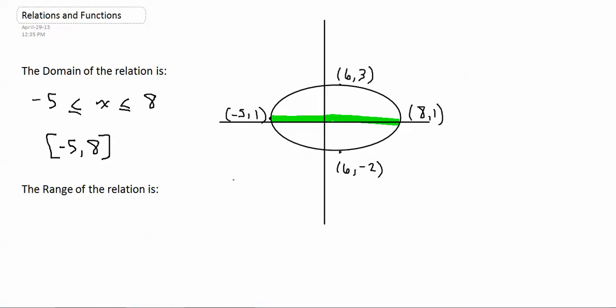So I want you to pause the video and try finding out what the range is in both notation types. What we want to do is see what values we have if we squish this against the y-axis. Squishing this against the y-axis, we would have all of these values here. The highest it reaches is positive 3. The lowest it reaches is negative 2.